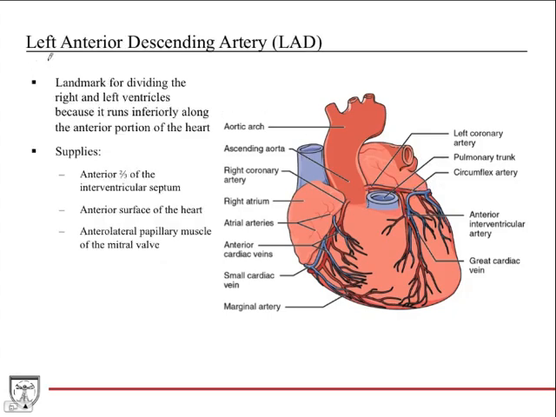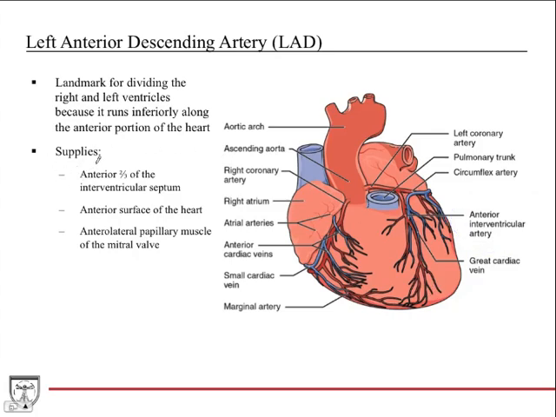The LAD, or the left anterior descending artery, is a landmark for dividing the right and left ventricles. It runs right down the anterior surface, and you can see that here. Sometimes it's also called the anterior interventricular artery. That's the same thing, so those are two names to be aware of. It comes off this bifurcation and runs inferiorly down the entire anterior surface.